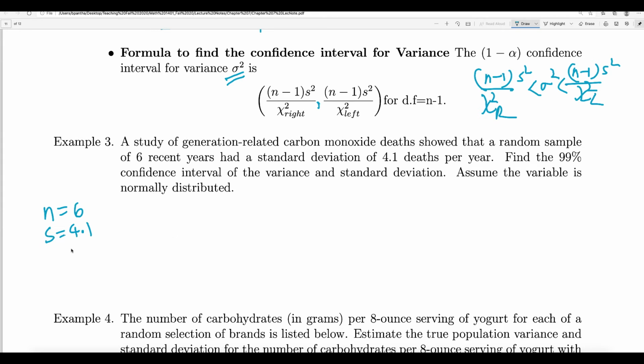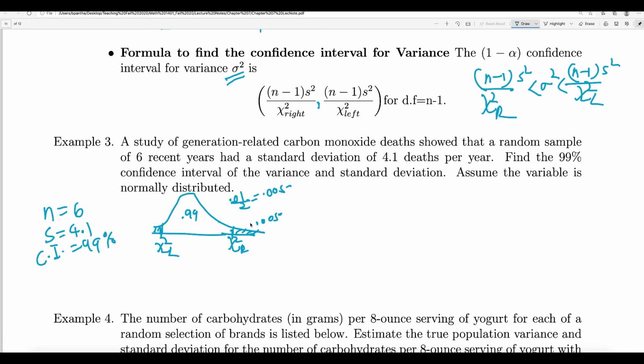Find the 99% confidence interval. That is 0.99. So we need to find chi-square left and chi-square right, right? 0.99 is in the middle, okay. So 1%, 0.01, is outside. The shaded region is 1%. Because there are two shaded regions, divided by 2, that is 0.005. This point is chi-square right. This point is chi-square left.